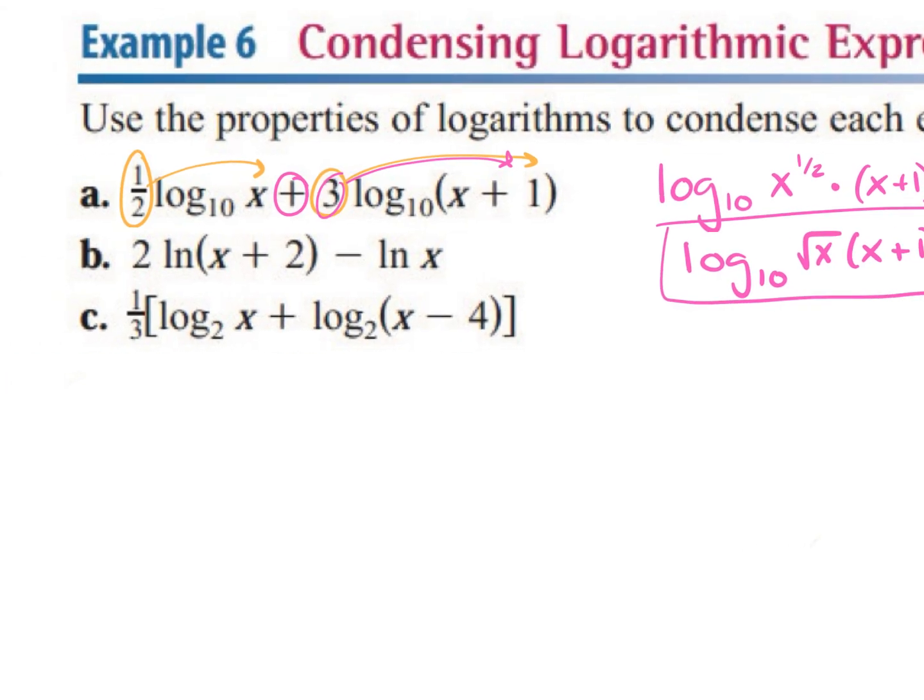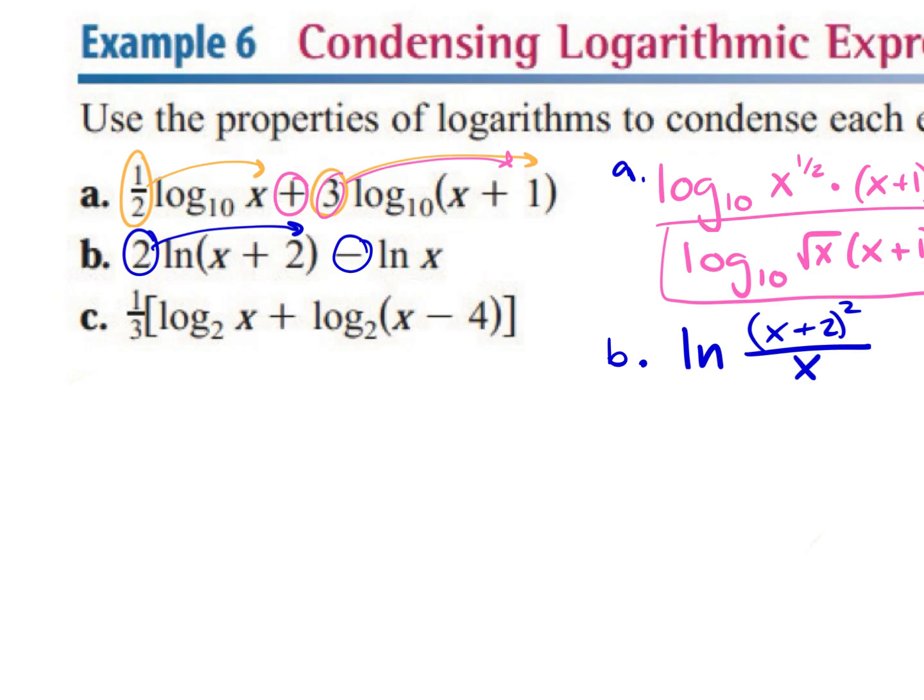All right, let's do the same thing for B. So B, we're subtracting. What goes with subtraction? Division. And then any coefficient, we want to put it on top of the parentheses. All right, so we have ln of, up top, we're going to put x plus 2 squared. And then we're dividing by x. So the x just goes on the bottom.